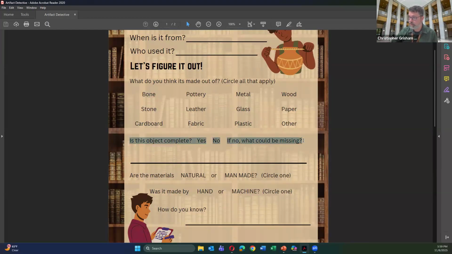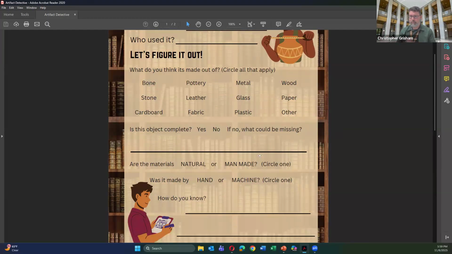One thing we always ask is, is it complete? And there's two ways to think of this. Some things just get broken. Objects are old, they are not always taken care of, and they can be broken. So some things might just be missing. Also, though, is it complete?